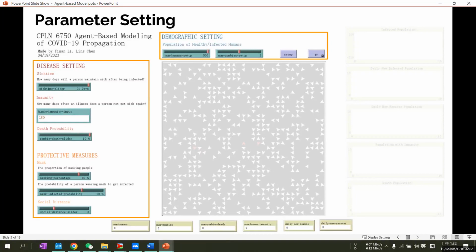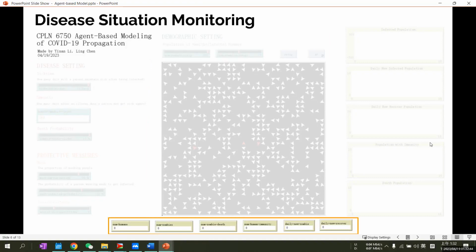For protective measures, we mainly focus on mask usage and social distance. So basically, through two sliders, users can define the proportion of people wearing masks, as well as the probability of a person wearing a mask being affected. And demographic setting decides the population of healthy people and affected people in the first place.